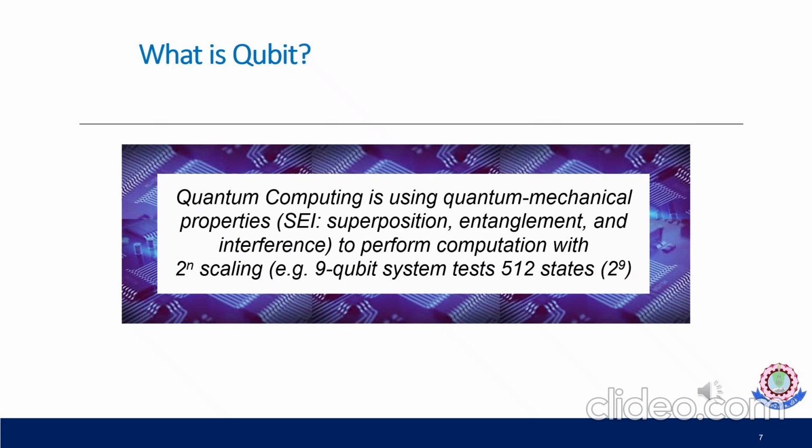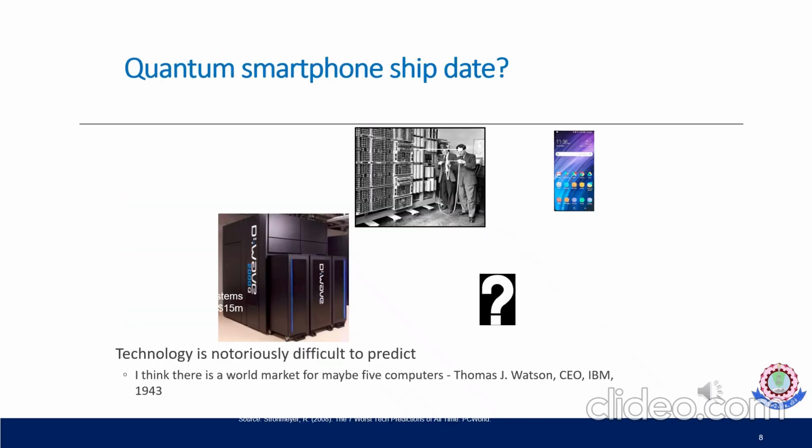A qubit, which is a triplet, is present in the quantum computing evolution. It is none other than a quantum mechanical property such as superposition, entanglement, and interference used to perform a computational task, with 2 to the power n scaling, so a 9 qubit system gives 512 states.